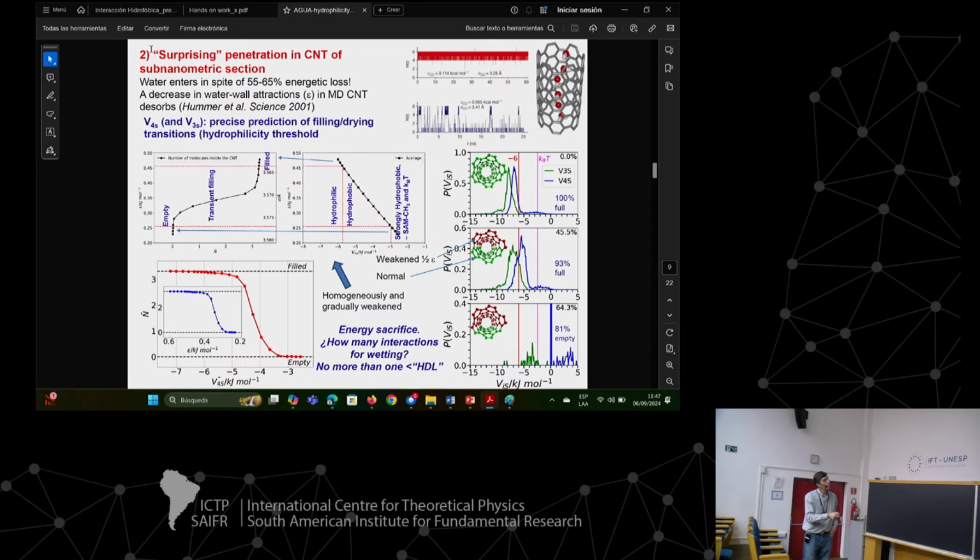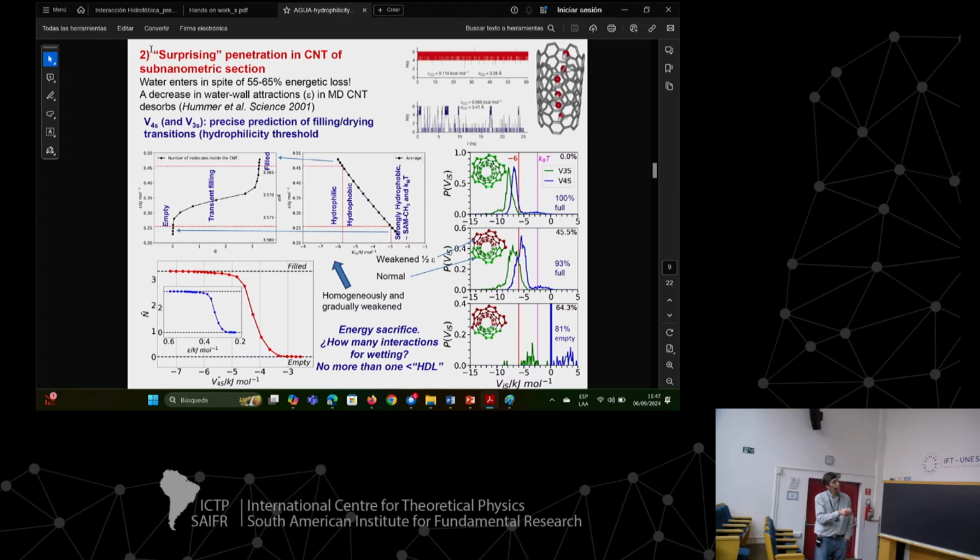This is another exercise we did, that is, instead of smoothing gradually all interactions, take some carbons and change them to half their normal value. These are all normal. Here, the red are the ones we weakened to 1/2 of their interaction. And here we are changing a bit less than half of the carbon atoms. And here we're changing many of them, 64%.